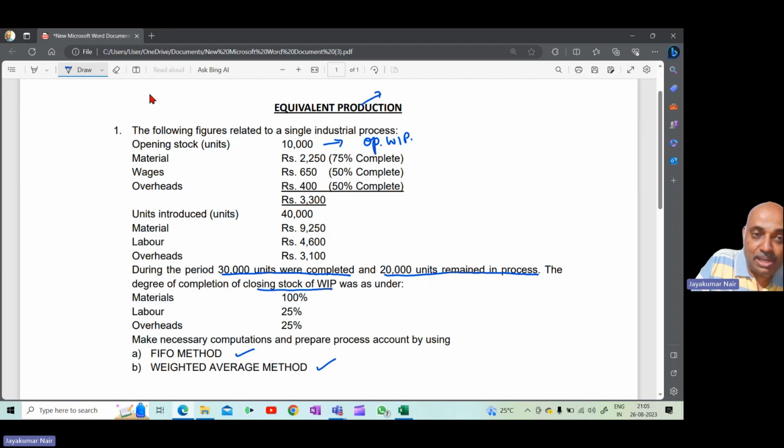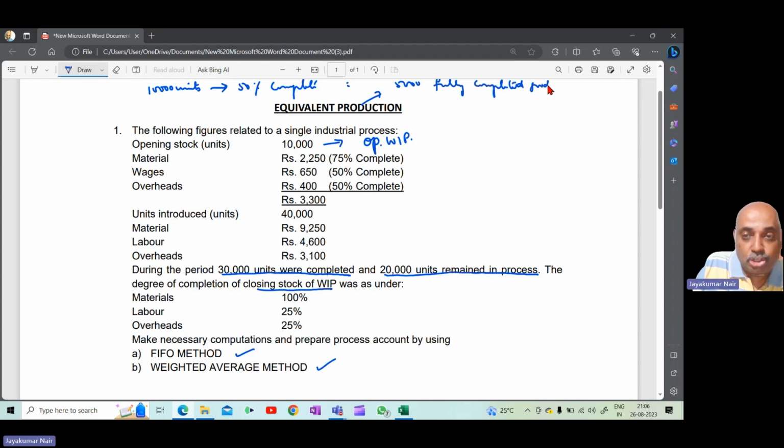Say for example, I have 10,000 units and they are 50% complete. So this will be expressed as fully completed goods. How do you convert it to fully completed goods? It is 50% of 10,000. So this will be equal to 5,000 fully completed goods. So this process is what we call equivalent production.